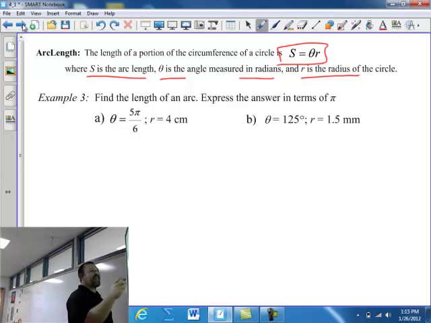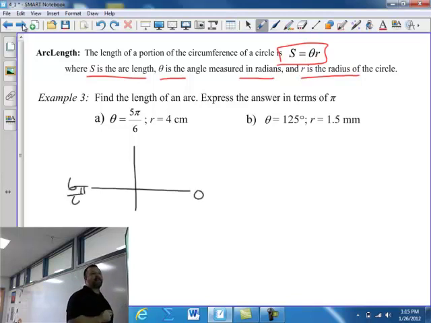Anyway, we have theta equals 5 pi over 6. Just for practice, let's try drawing this. We start at 0, and this would have been 6 pi over 6. Half of that would have been 3 pi over 6, so 4, 5 would have been about here. So that would have been 5 pi over 6.